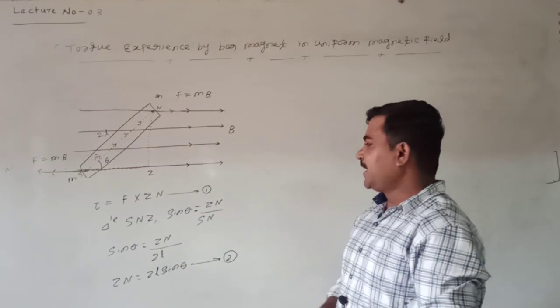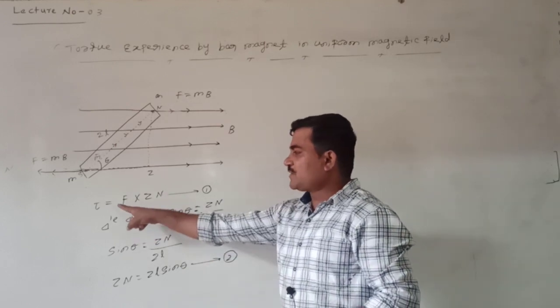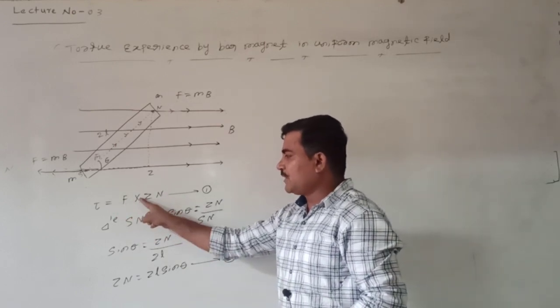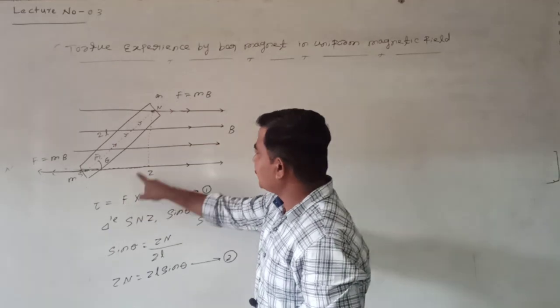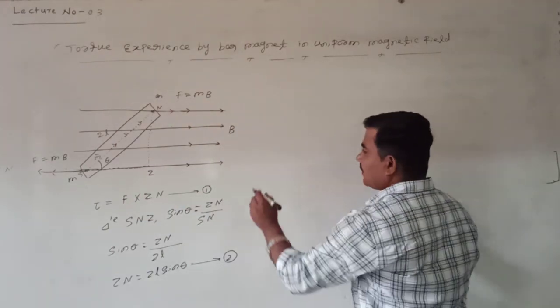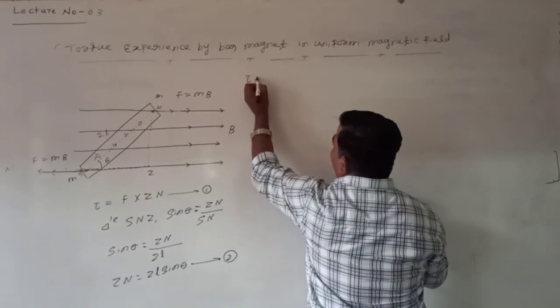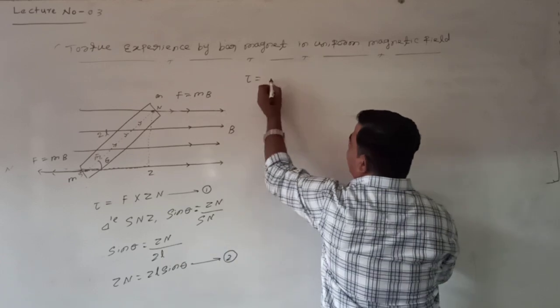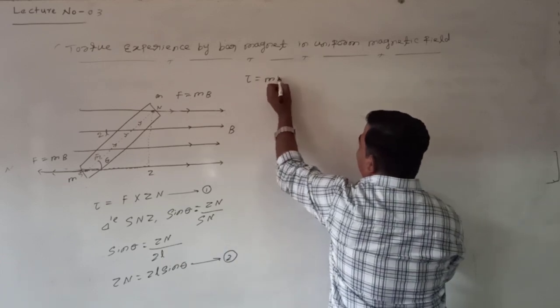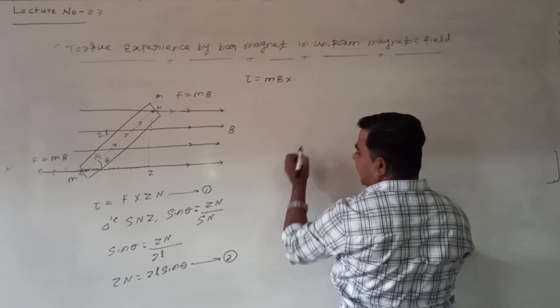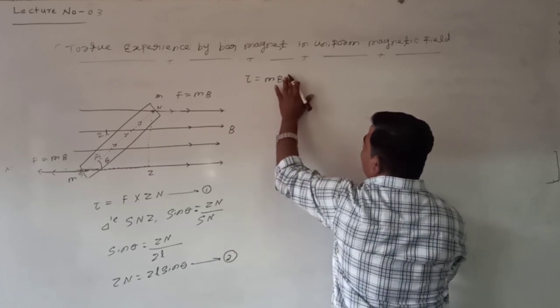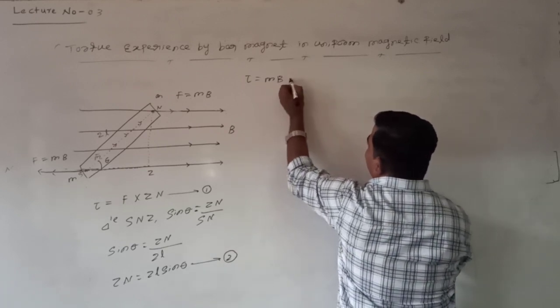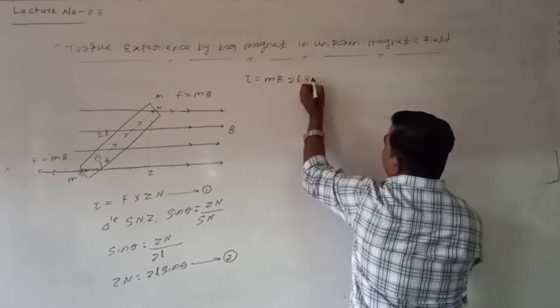Then come to equation number 1. Tau is equal to torque. Torque is equal to force into perpendicular distance. What is force? Force is equal to M into B, the product of pole strength and magnetic field. What is ZN? ZN is equal to 2L sine theta.